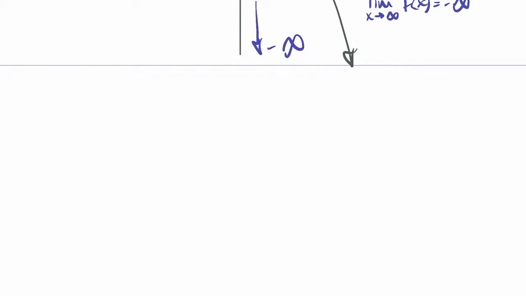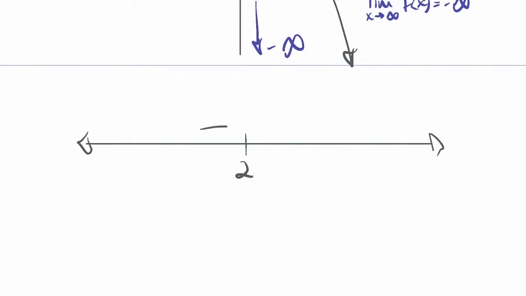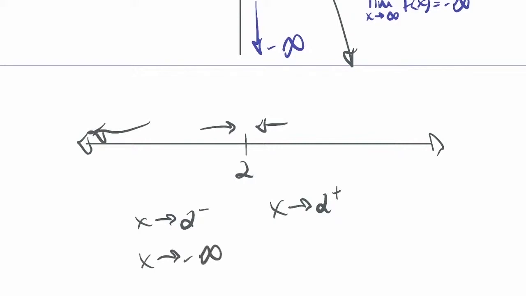If I have a number line, right, and I have 2, and I approach 2 from the left, I can say that x goes to 2 from the left. And if I approach 2 from the right, I can say, well, x goes to 2 from the right. If I go to infinity, I can say x goes to negative infinity on the left. And if I go over here to the right, I can say, well, x is going to positive infinity.